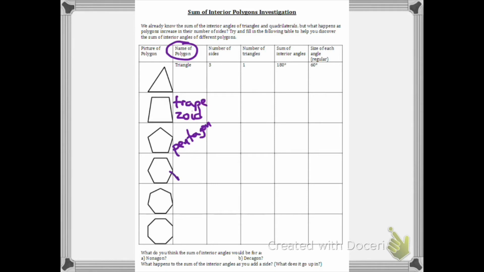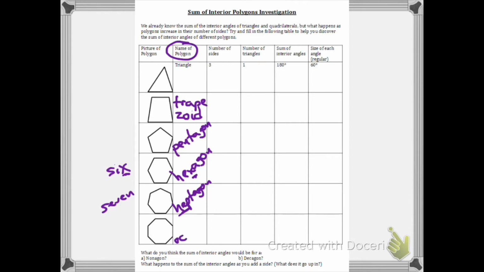The next one is a hexagon. A good way to remember that is that you have an X here. 6 has an X. It's one of the only numbers that has an X in it. Our next one is a heptagon, which is 7 sides. If you look at the word hep or hip, 7 is a lucky number, so it's a hip number. I'm trying to make a stretch here with that one.